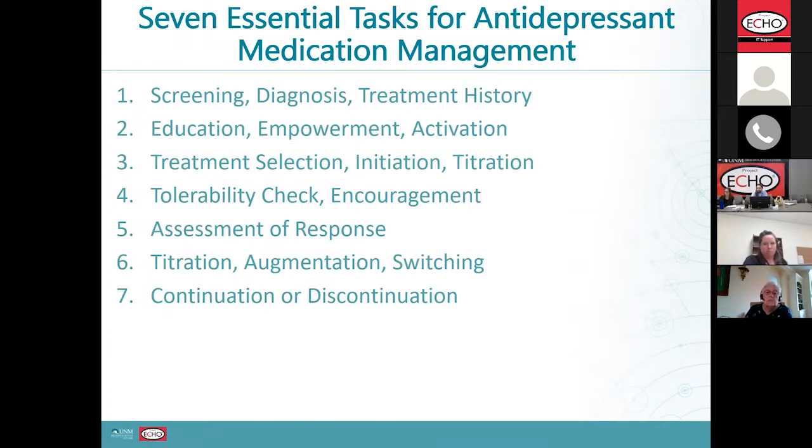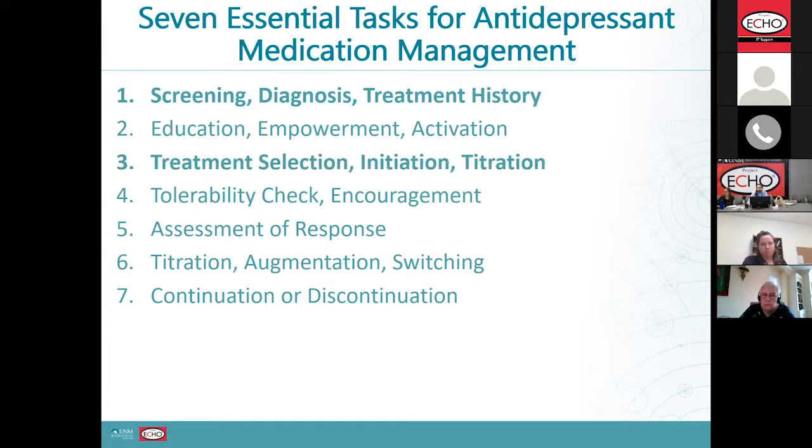So what do we do when we see somebody with treatment resistance? Well, we really go back to the essential tasks for antidepressant medication management. And we want to revisit several of these steps. We want to revisit screening, diagnosis, and treatment history because we want to make sure that we have the right diagnosis and that we have a full treatment history so that we're not just going back to the same things that have not worked for a patient.